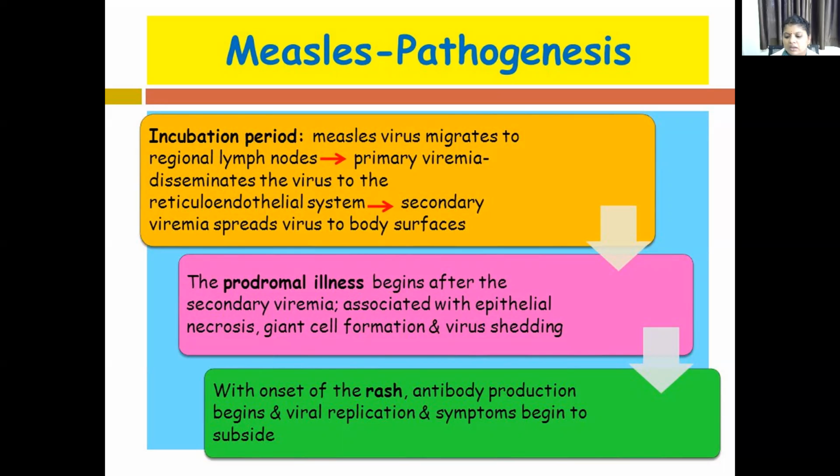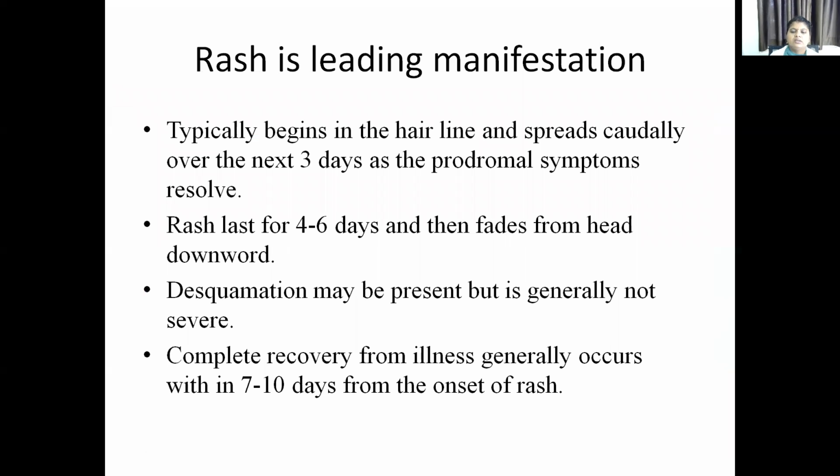So, IgM antibody will be seen at the time of appearance of the rash, after 2 days. We'll see the IgM antibodies. IgG antibodies are usually seen after 1 month. Rash is the leading manifestation here in measles. Maculopapular rashes are the most important manifestations.